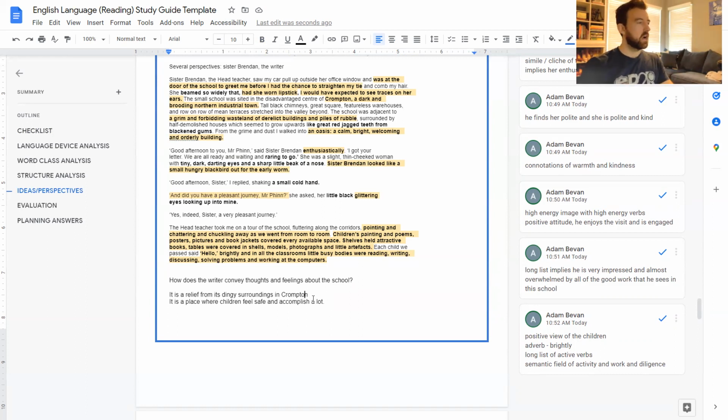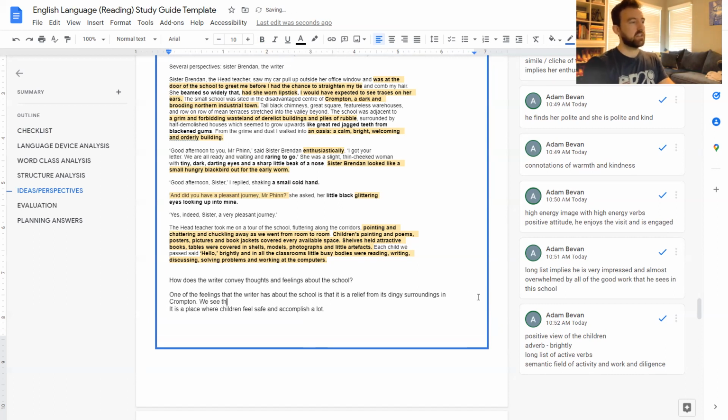So one of the thoughts or feelings, let's do feelings actually, that the writer has about the school is that it is a relief from its dingy surroundings in Crompton. We see this through the juxtaposition of two semantic fields. So we've done our technique before our evidence here, but that's because it's quite a complicated technique.